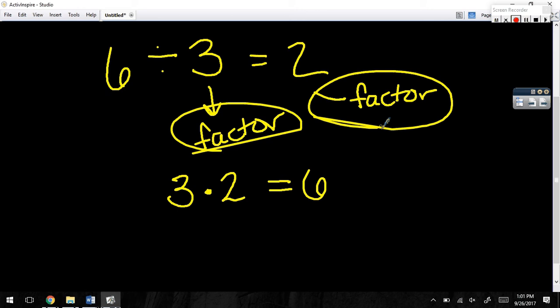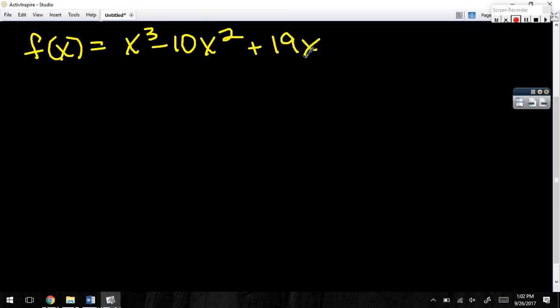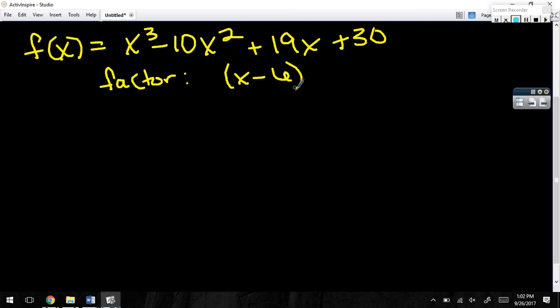Let me find one that doesn't have a remainder. Let's say I told you that this polynomial, x cubed minus 10x squared plus 19x plus 30. If I said, okay, I've got this polynomial, one of the factors of this polynomial is x minus 6. Given that factor, factor the polynomial completely.